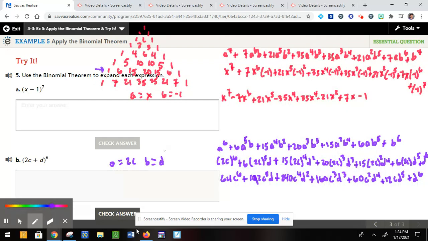All right, so I made a triangle again. You could use just one if you had it written on paper. I know I have that arrow for the 6, but that's for part B. For part A, I'm using that bottom line with the 1, 7, 21, 35, 35, 21, 7, 1. I work out the variables with A's and B's.